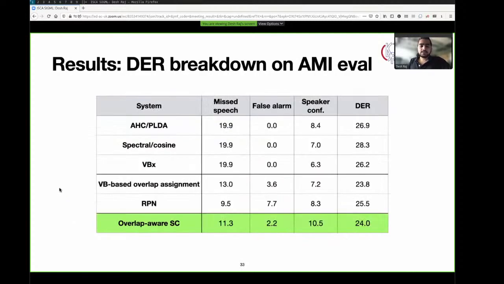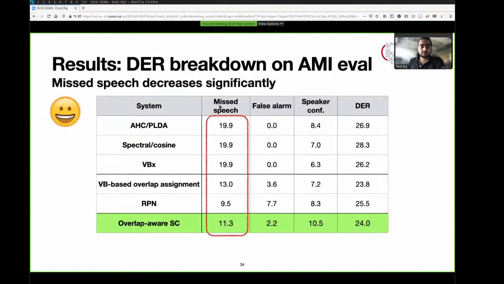If you look at a breakdown of the metrics, again, I mentioned earlier that DER comprises misspeech, false alarm, and speaker confusion. As expected, we get a lot of improvement on the misspeech part because we are not missing out on speech. Earlier, even if there were two speakers speaking, we would just say there's one speaker, but now we recover all those speakers.